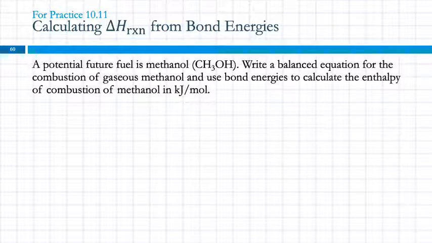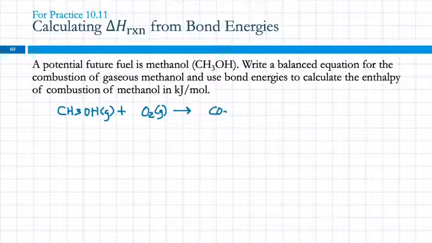So the first thing we need is a balanced chemical equation. So we have CH3OH. And it's combusting. What's it reacting with? Oxygen. Because all combustion reactions involve oxygen. And what are the products? Carbon dioxide and water. Because that's what they always are when you're burning carbon, hydrogen, and oxygen.